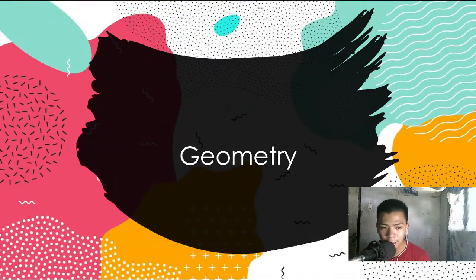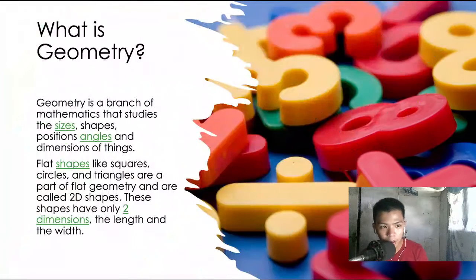The topic today is about geometry. So, what is geometry? Geometry is a branch of mathematics that studies the size, shapes, position, angle, and dimension of things. So, geometry is a study of the size and position of different dimensions of things in a shape.